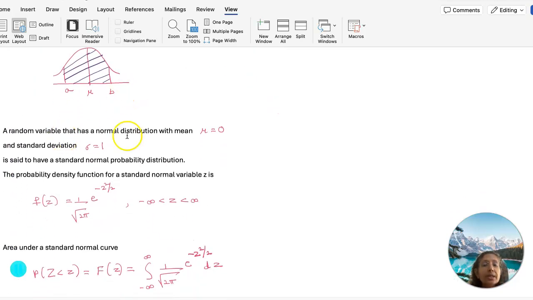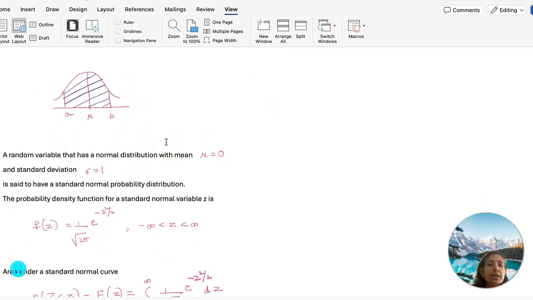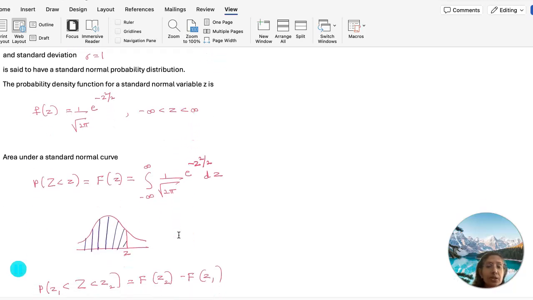A random variable that has a normal distribution with mean mu equal to 0 and standard deviation sigma equal to 1 is said to have a standard normal probability distribution. So note that for a standard normal probability distribution, mu is 0, sigma is 1. The probability density function for a standard normal variable z is given by this, f(z) equal to 1 by root 2 pi, e raised to minus z squared by 2, where z lies between minus infinity to infinity.